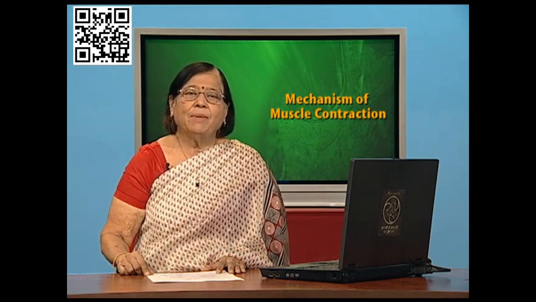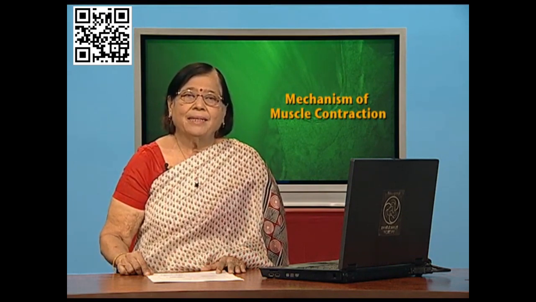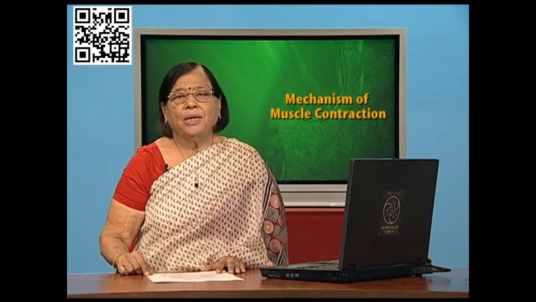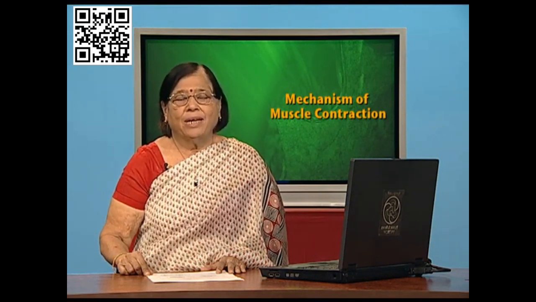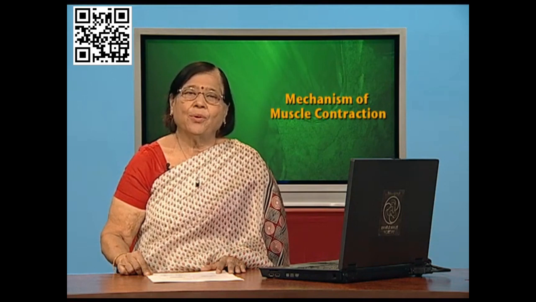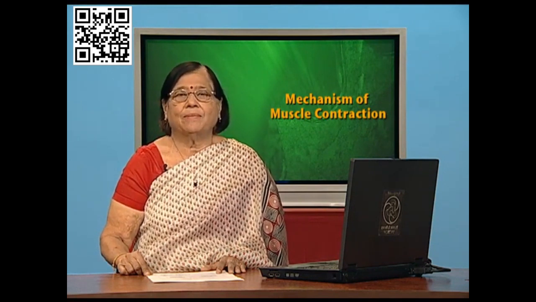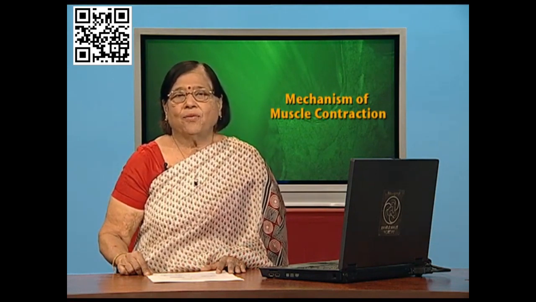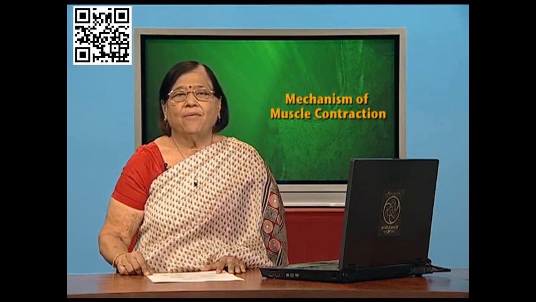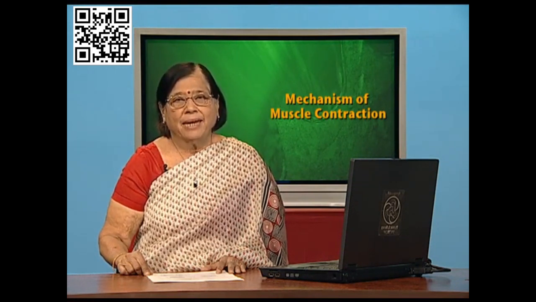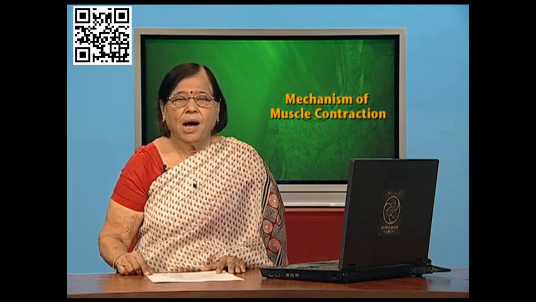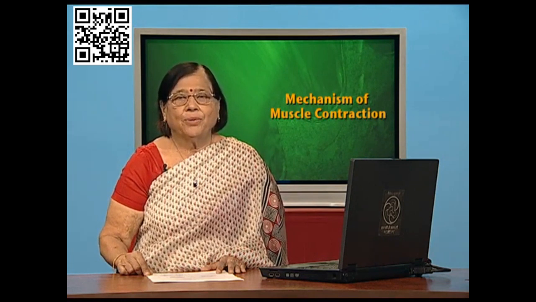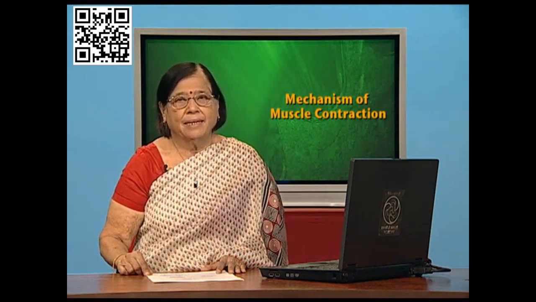So, calcium availability is so important, and that is why it is said that growing children should take milk in order to have calcium, because they have to grow their muscles and bones. Now, in the presence of calcium, the myosin head will bind with the actin filament, and now the muscle will contract. How will that happen? We are going to see in the next slide in the diagram.